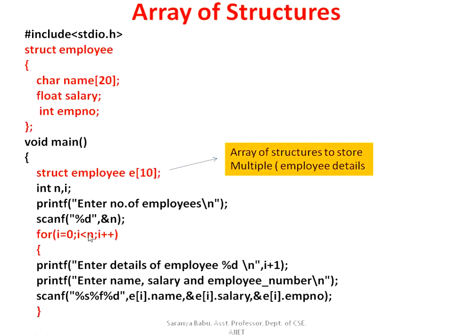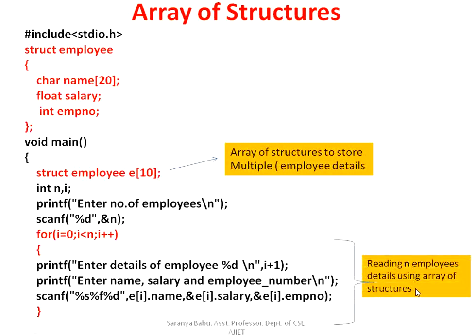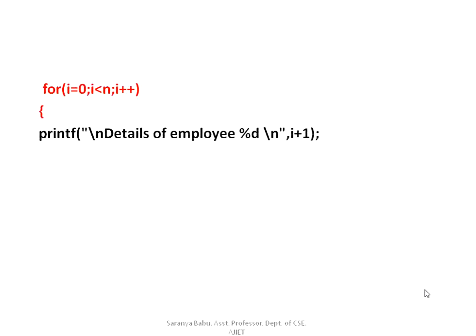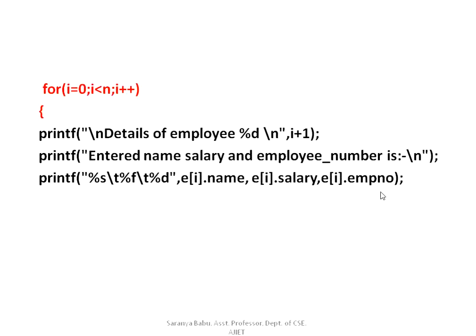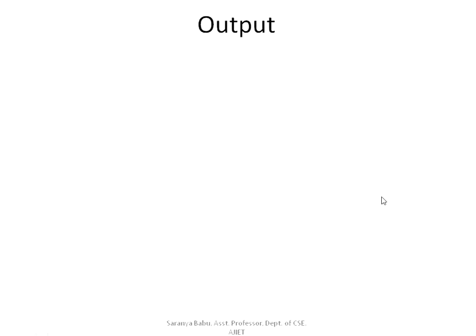Is it clear? So like that, as I increments, suppose I have given details for 5 employees, it will take them and store each in its appropriate location. Is it clear, everyone? So that is reading employee details using array of structures. While printing, for I equal to 0, I less than n, printf details of employee 1: entered name, salary and employee number is so much. Is it clear? So for 5 employees, details will be printed like this.